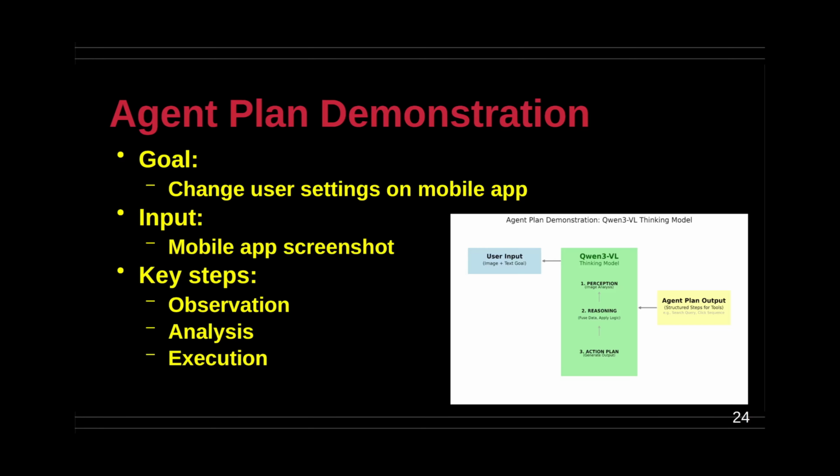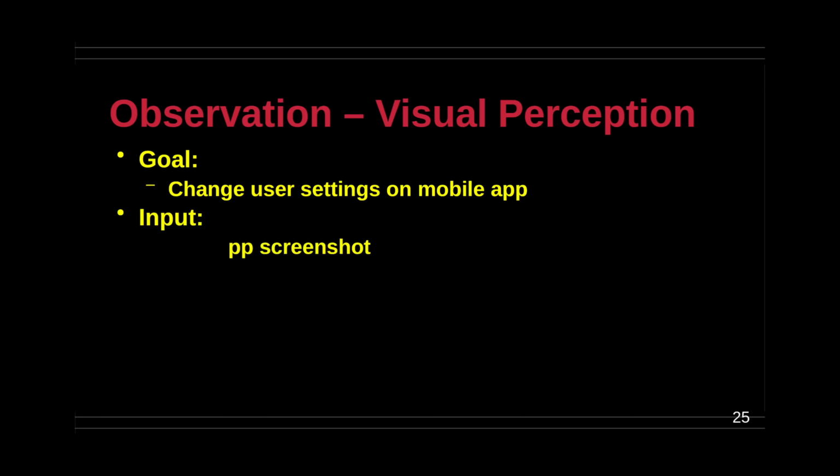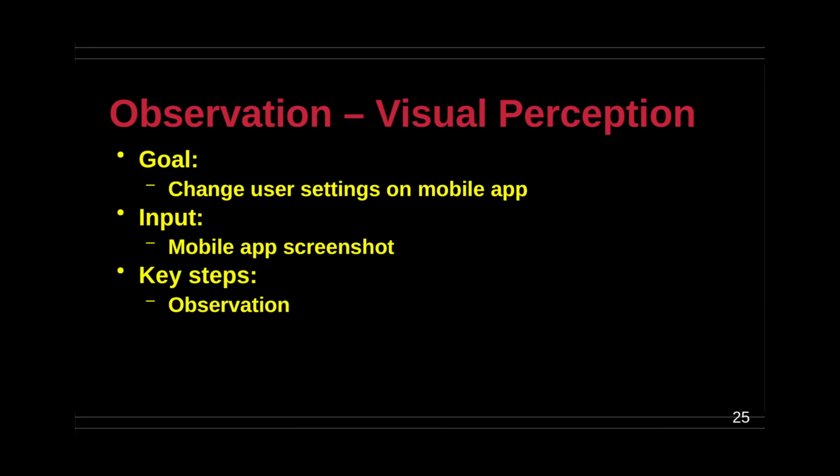The first step is observation, the second step is analysis, and the third step is execution. Once the planning is complete, we will be ready for tool execution. Let us run the program, and then we will examine the output from the Qwen3-VL thinking model in a stepwise manner. The Qwen3-VL thinking model generates structured output.